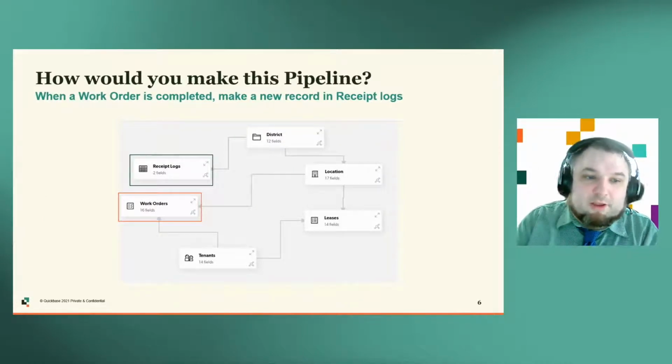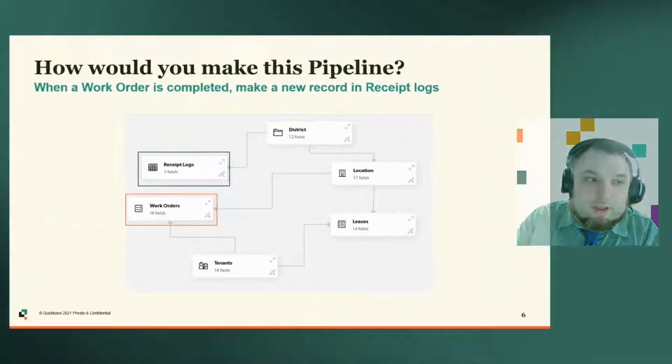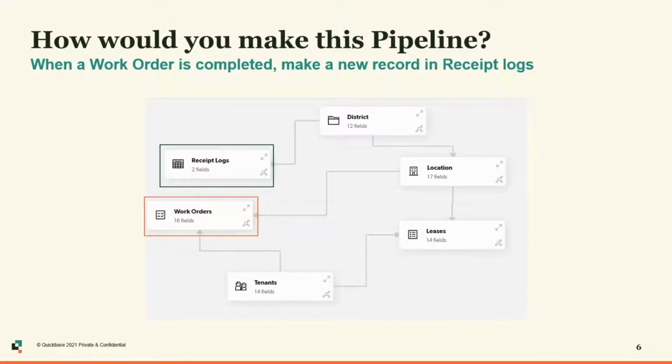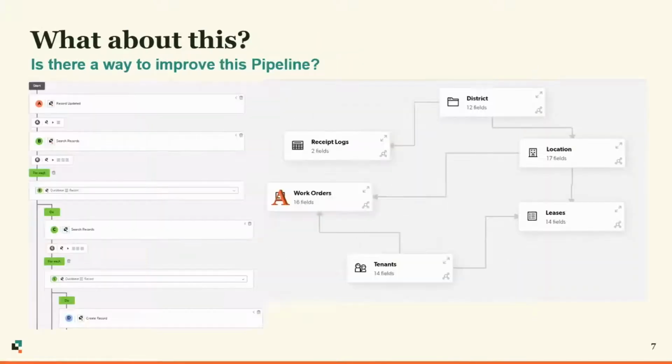So please take a look at this application. How would you make this into a pipeline? Let's assume that you want a new record to be created in the receipt logs whenever a work order is completed. Here we can see the diagram of how the app is set up. This is a simple, not optimized way of doing this. And let's go over it together.